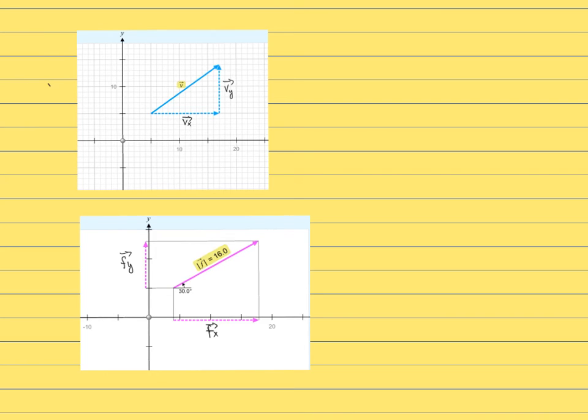Choose the one that works for you, or maybe sometimes you will choose depending on the problem and situation. So this is just a small video on how to find components of a vector and how to actually calculate them.